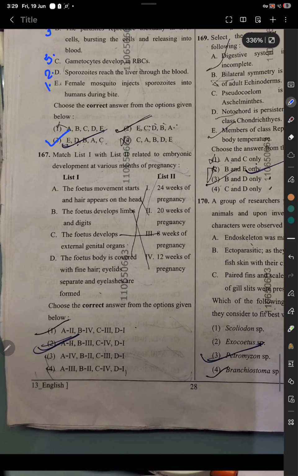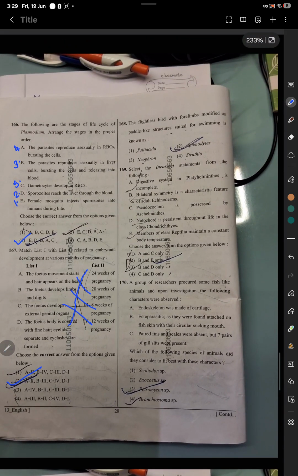Question 167. Match the following. So option 2 is correct. A, it's 20 week of pregnancy. B, the fetus develop limbs and digits. It's option number 3, 8 weeks of pregnancy. Then the fetus develop external genitalia organs. Option number 4, 12 weeks of pregnancy. And for D, the fetus body is covered with fine hairs, eyelids separates, and eyelashes are formed in the 24th week of pregnancy. Let's move to next question.